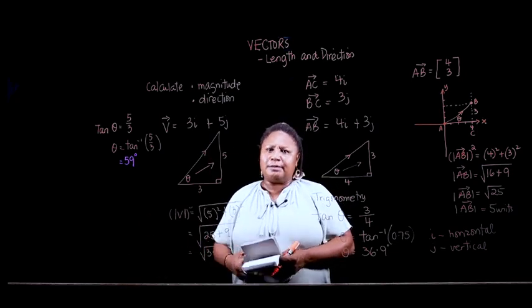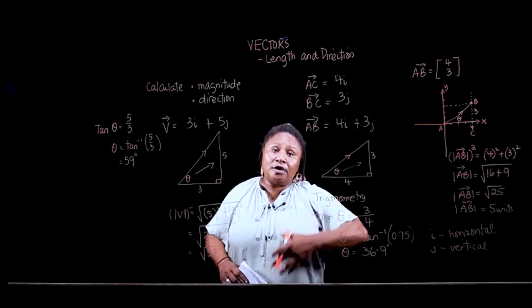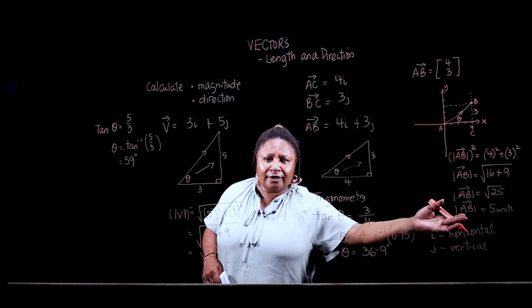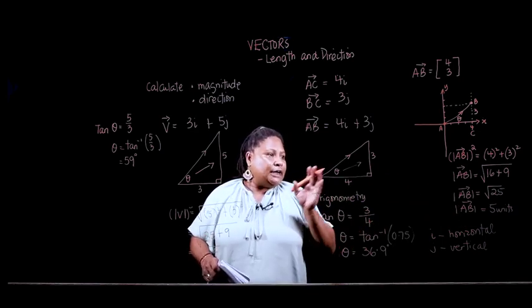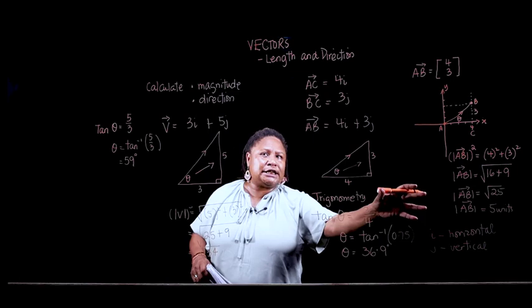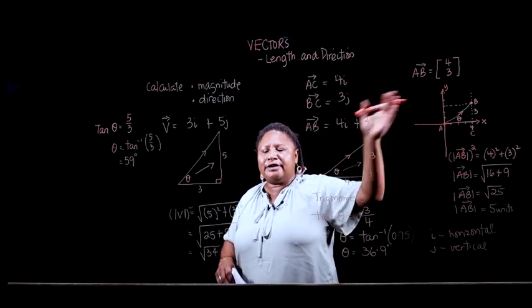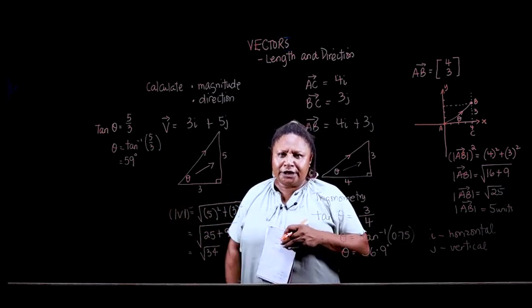I hope you've learned something. Of course, we are practicing or applying the skills that we've learned for Pythagoras and for trigonometry. In applying these two skills here, we found the length or the magnitude of a vector and the direction in which the vector is pointing.